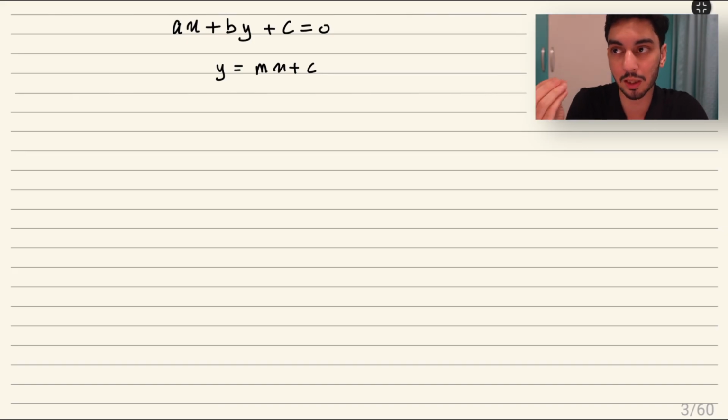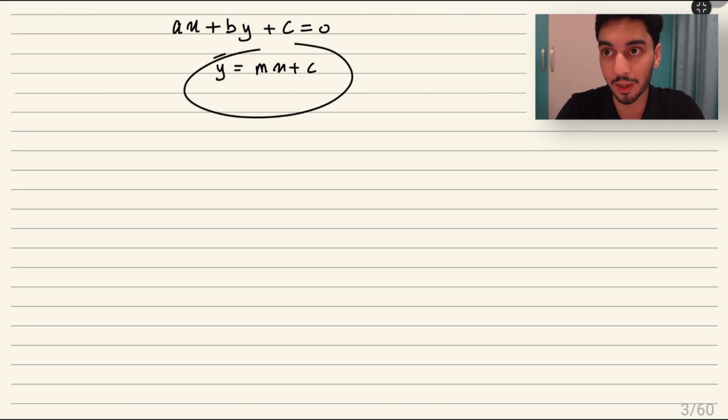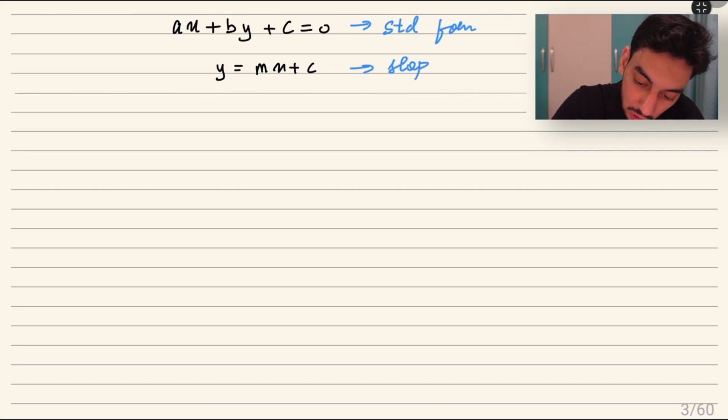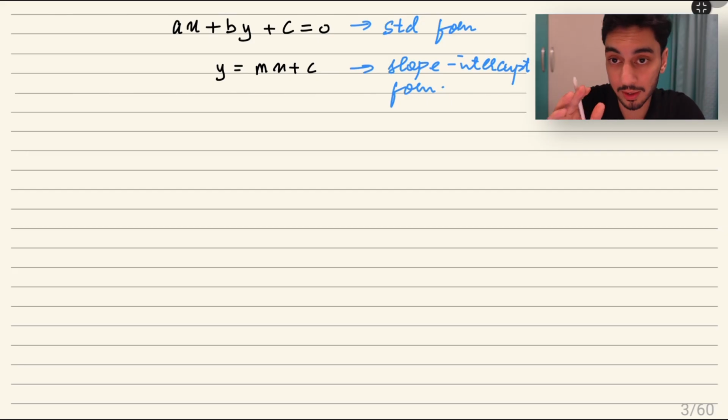They could say to give the answer in the slope intercept form. So the slope intercept form is basically this one. I'll talk about the slope and the intercept later on, but let's just discuss this. The first thing that I've written over here is the standard form, and this is the slope intercept form. Right now these are the two forms which you should know.